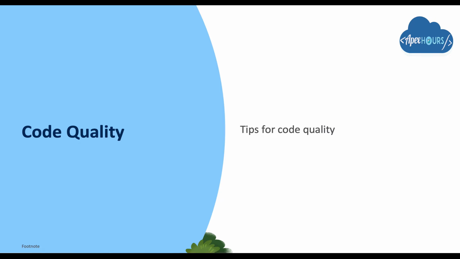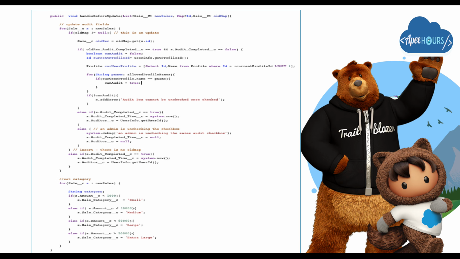Now let's talk about code quality. Tips for code quality. Take an example. This is the code example I have. You can see that I have one trigger handler method which contains lots of code, and I know it might not be visible, but let's see how we can improve this code with good quality code.